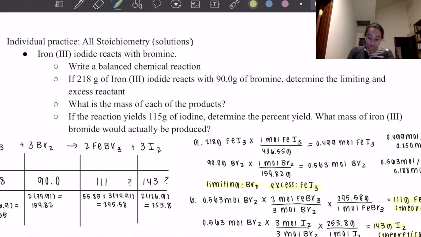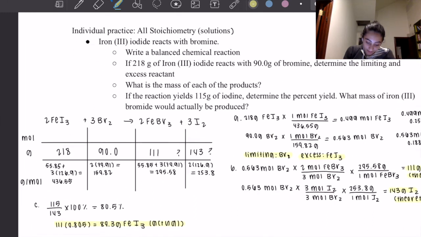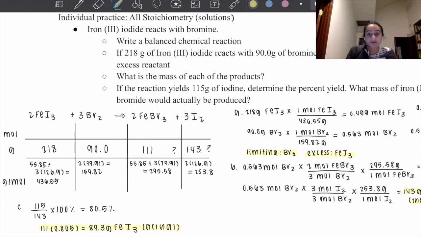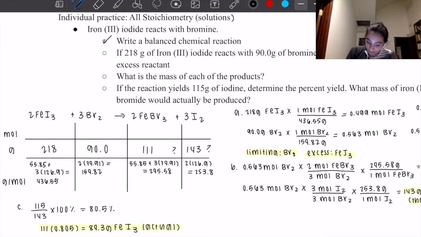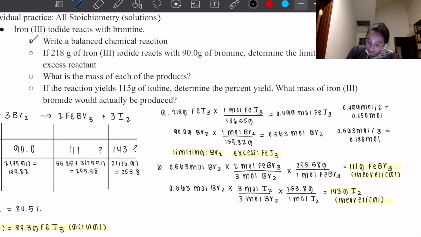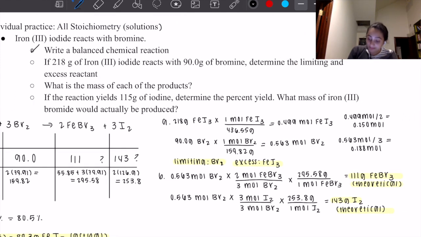Okay, so now we're going to go through the problem. Here's my balanced chemical equation. 2FeI3 plus 3Br2 yields 2FeBr3 plus 3I2. So I put in my given masses for part A over here. I converted both of them to moles, and then I divided by the coefficient, and I calculated that the limiting reactant would be Br2. And if you notice in this instance, it's really, really important to divide by the coefficient, because before you divide by the coefficient, you would think FeI3 is the limiting reactant, but it's actually not.